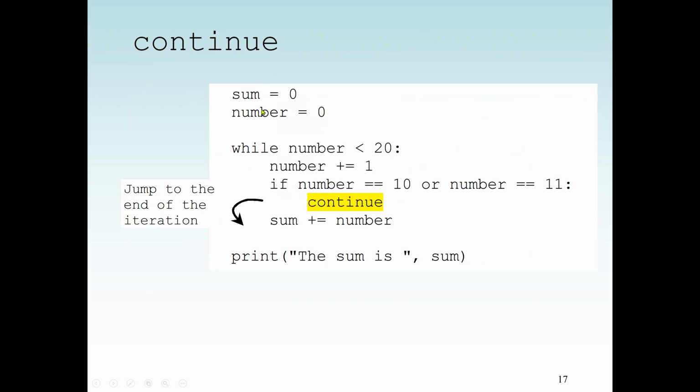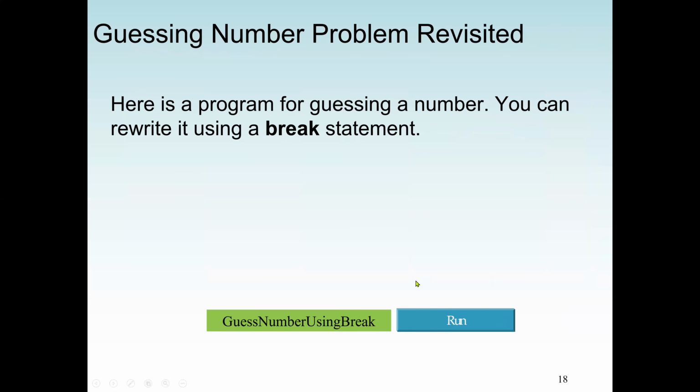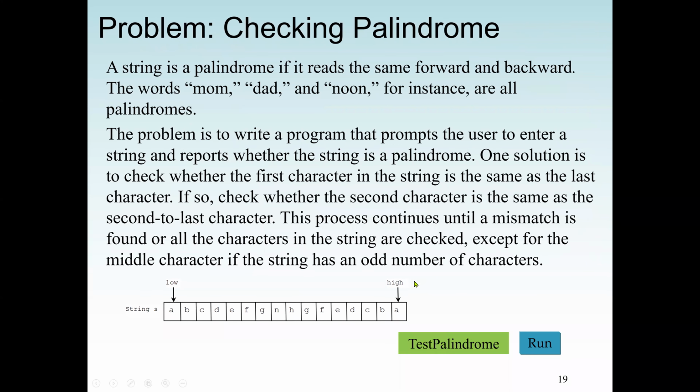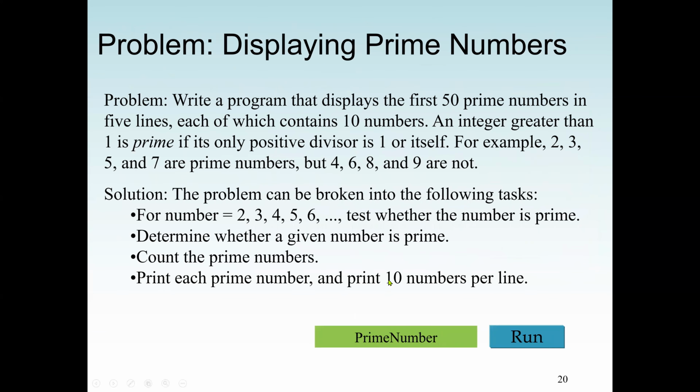So for example, we are doing the same sum from 0 to 19. We increment. But now we have a condition that if our number is 10 or the number is 11, we continue, which means we are not going to add 10 and 11 into the sum. Then we're going to add the numbers from 0 to 19, but 10 and 11 will not be added. So again, that will be the end of this lecture slides. We have some few coding exercises. Again, we shall go through this code later on in the classroom.